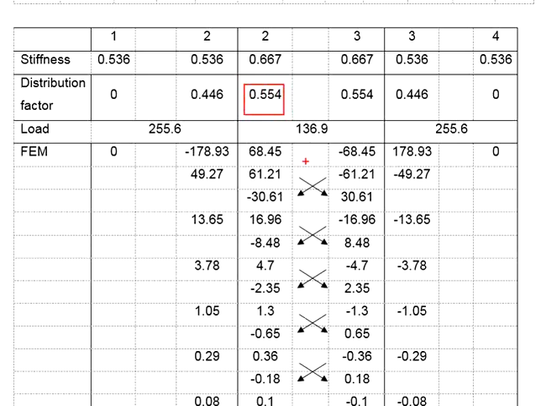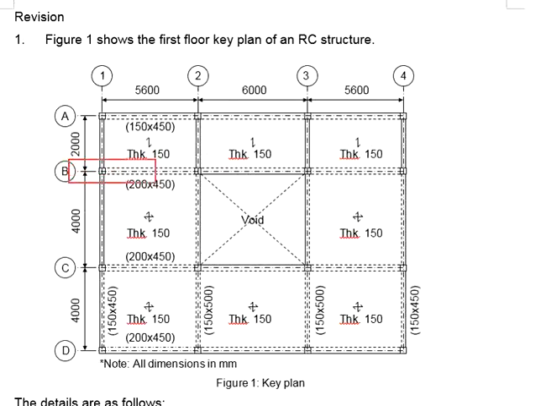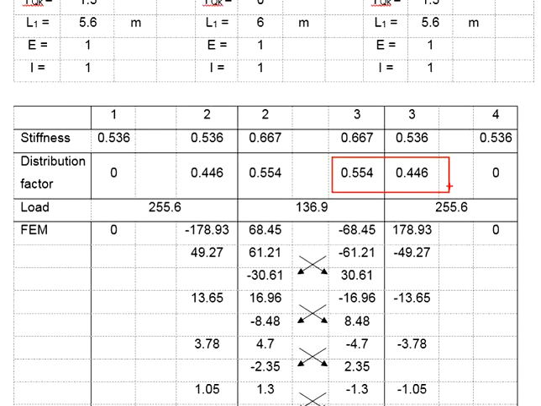Same principles apply here. You want to get the distribution factor here. Take the stiffness here divided by the total stiffness here. Since the stiffness on this side is larger than the other side, you will expect this side to give you a bigger distribution factor than the other side. Now, whatever moment you have computed at the joint, this side will take about 55.4% and the other side will take about 44.6%. That is the function of the distribution factor. Since the continuous beam here is symmetrical, this side will also be identical.